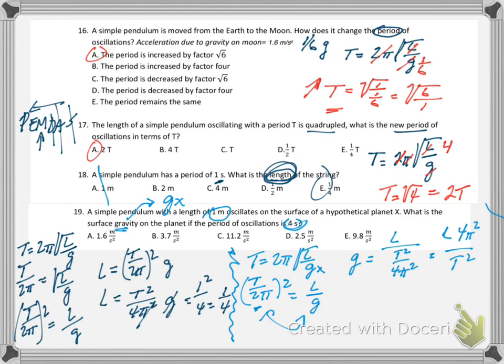All right, now we can go ahead and plug in our values. G equals, our length is 1 meter times 4 times pi squared, which we said pi squared is 9.8, over T squared. Our period squared is 4 squared. When you do that, you get a value of 2.45 meters per second squared, which is very close to D.